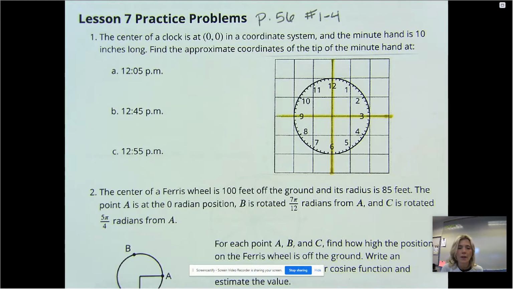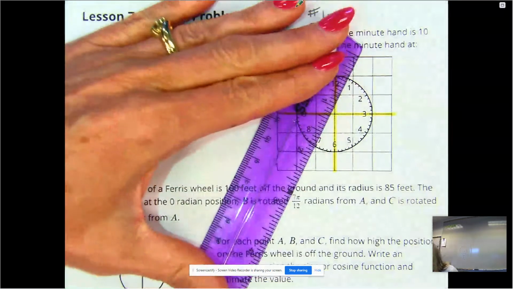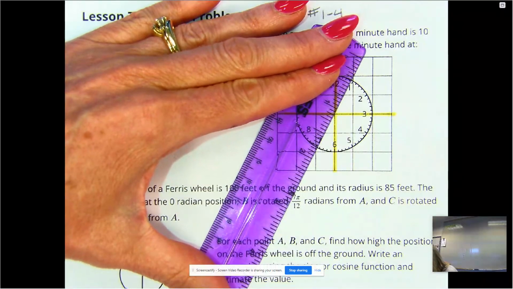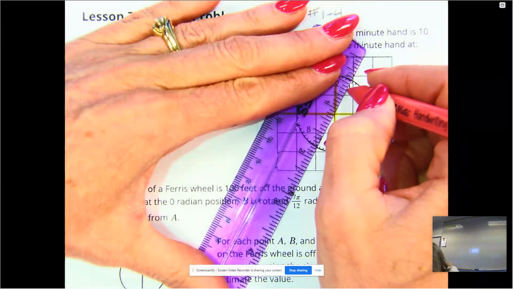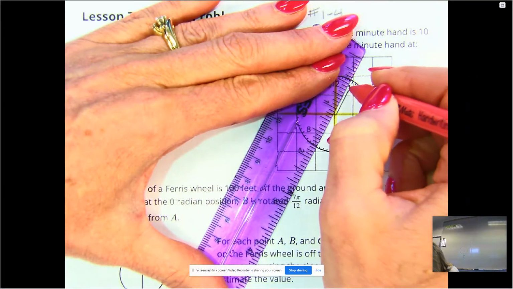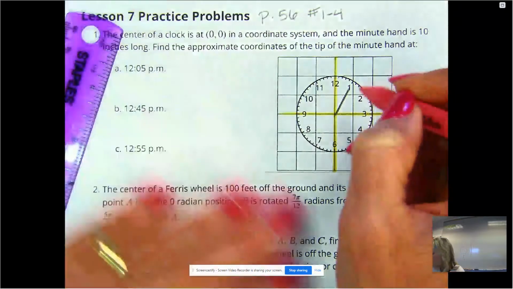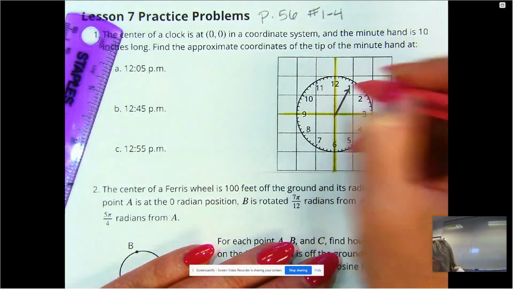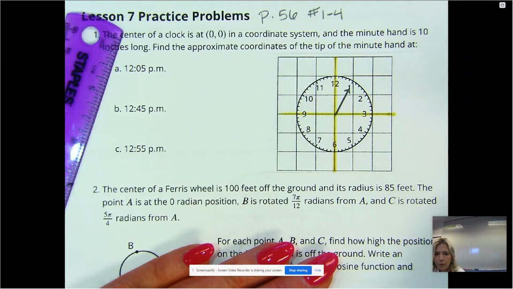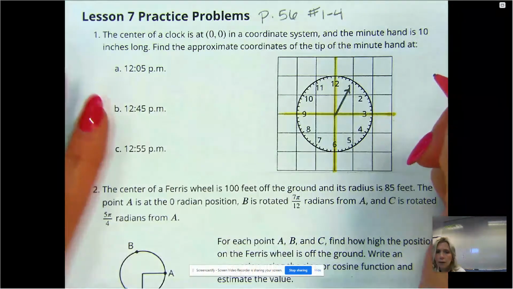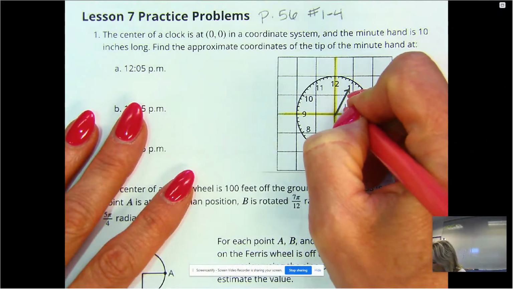The minute hand is 10 inches long, and find the approximate coordinates of the tip of the minute hand at these different times. So at 12:05, the minute hand is going to be pointing at the 1. Now the length of this minute hand is 10 inches.